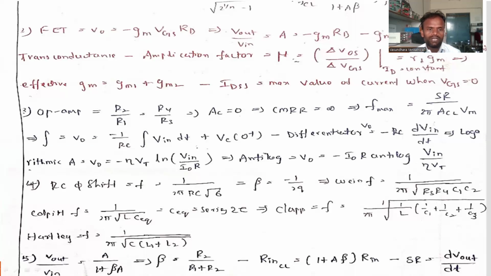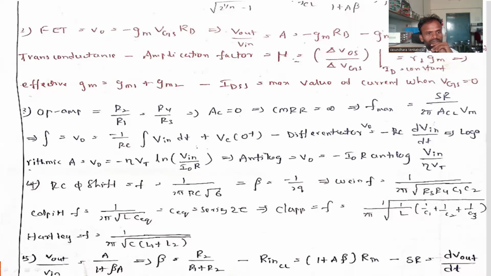Next, operational amplifier. R2 by R1 equal to R4 by R3, which implies AC equal to 0. AC is the common gain of the amplifier, so CMRR equal to infinity. Vmax equal to slew rate by 2 pi ACL. ACL means closed loop gain.